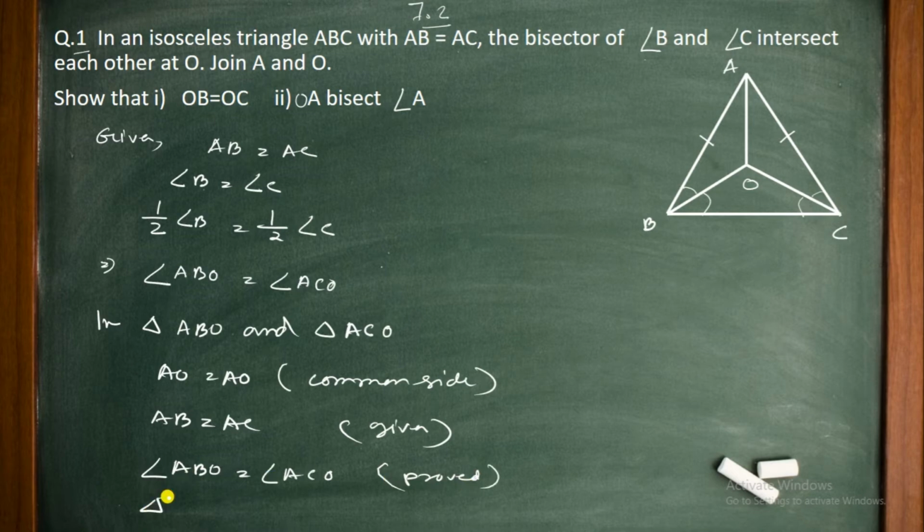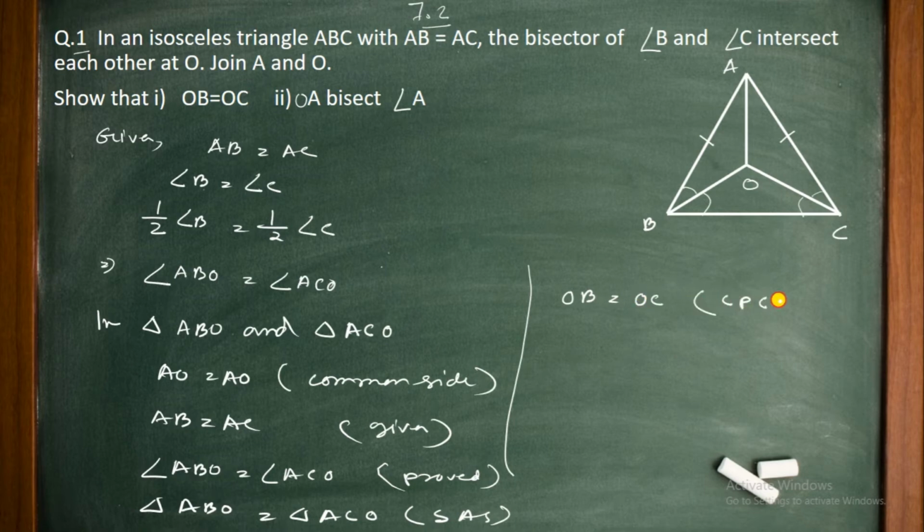That is, triangle ABO is congruent to triangle ACO by side angle side criteria. Now as these two triangles are congruent, OB will be equal to OC by the rule of CPCT, corresponding parts of congruent triangles. This one is the 1 number.